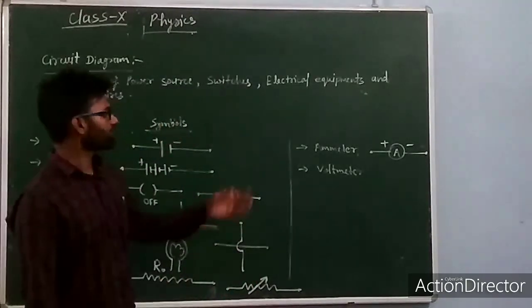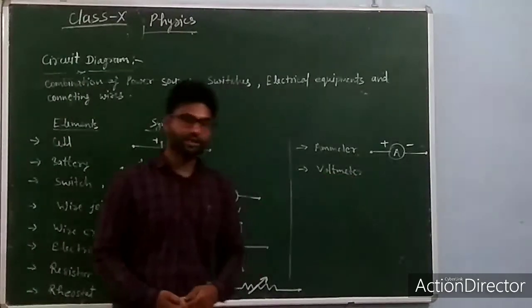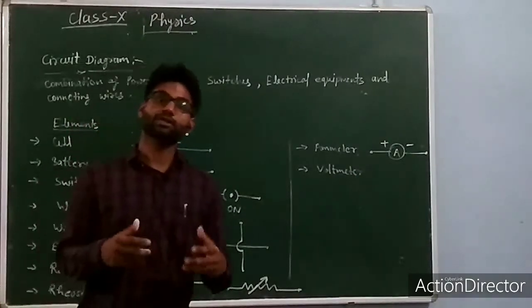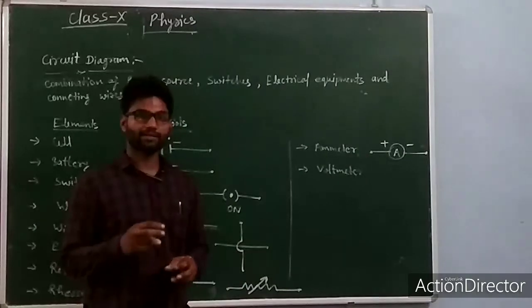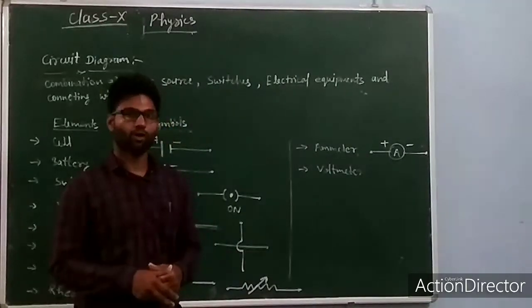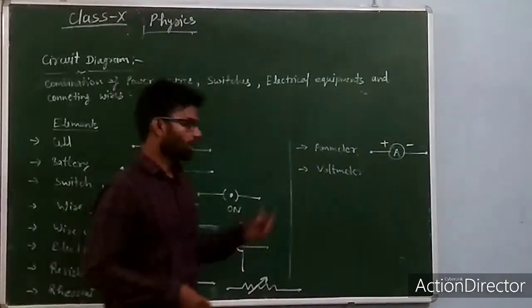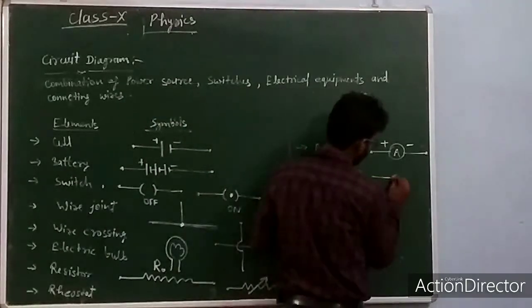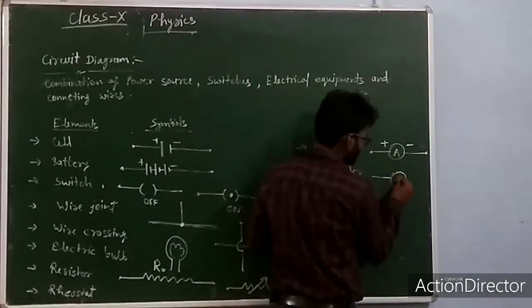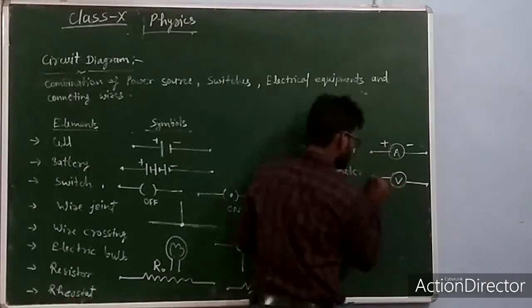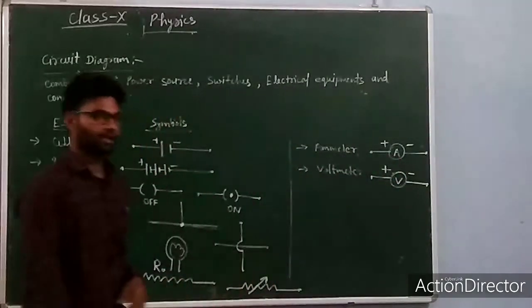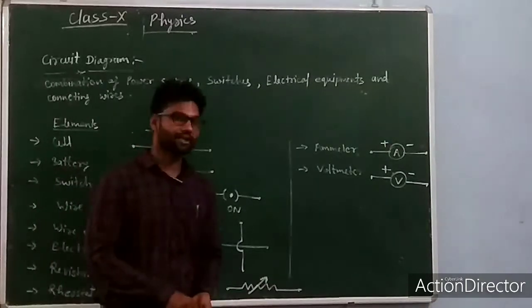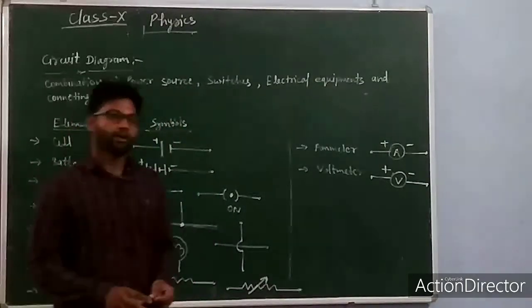Now next we will talk about the voltmeter. Voltmeter is also a measuring device that measures the electrical potential difference, also called voltage. How will we represent it? The voltmeter is represented something like this. One positive terminal, another negative terminal. So how is the voltmeter connected with the circuit?